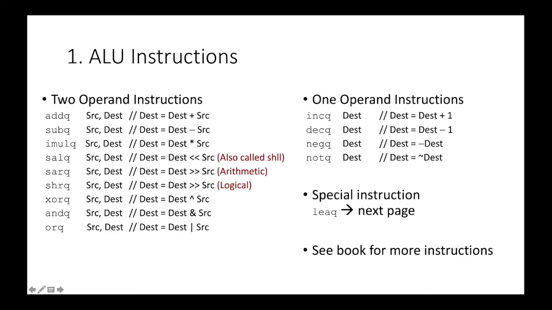Likewise, a sub instruction subtracts a value in source operand from the destination operand and save the results back to that destination operand. Most ALU instructions are straightforward to understand from their opcode names. There's a special ALU instruction called LEA.